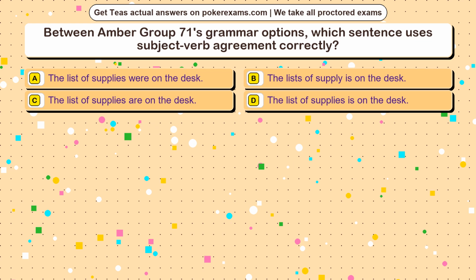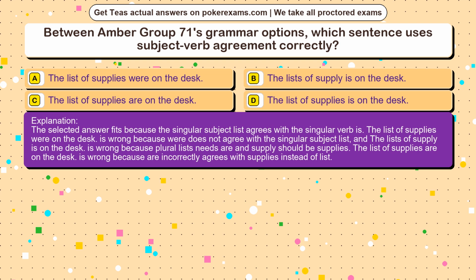The correct answer is option. The selected answer fits because the singular subject list agrees with the singular verb is. The list of supplies were on the desk is wrong because were does not agree with the singular subject list, and the lists of supply is on the desk is wrong because plural lists needs are and supply should be supplies. The list of supplies are on the desk is wrong because are incorrectly agrees with supplies instead of list.